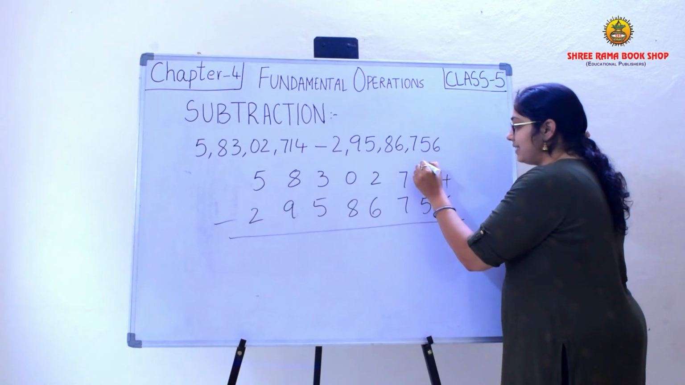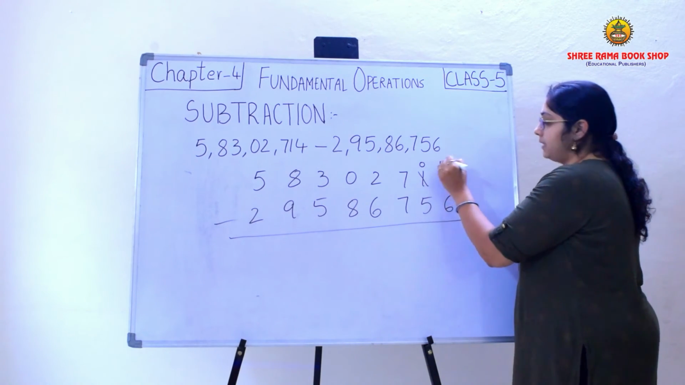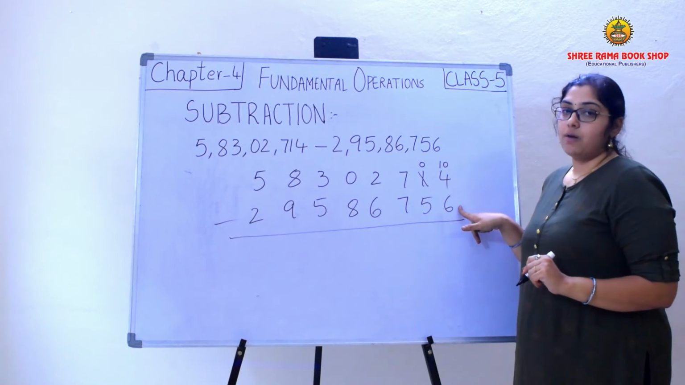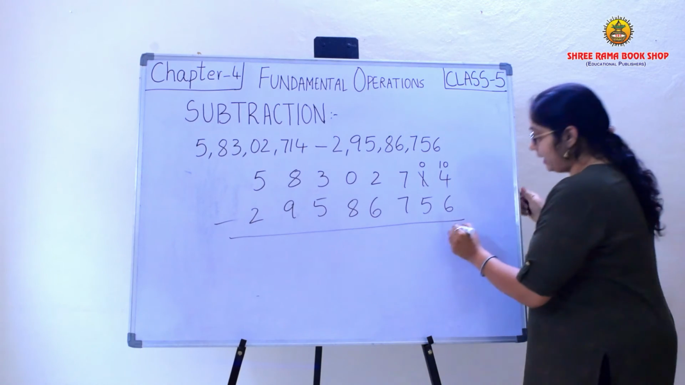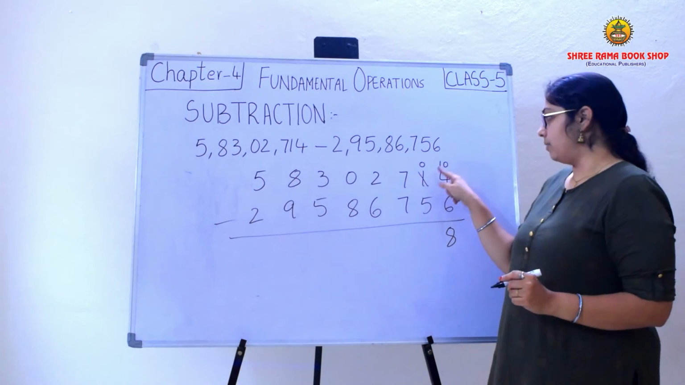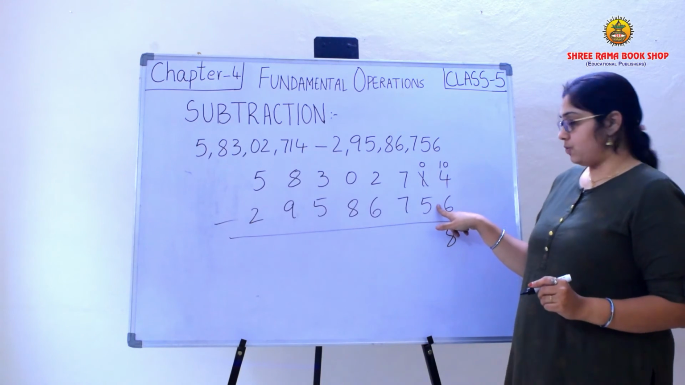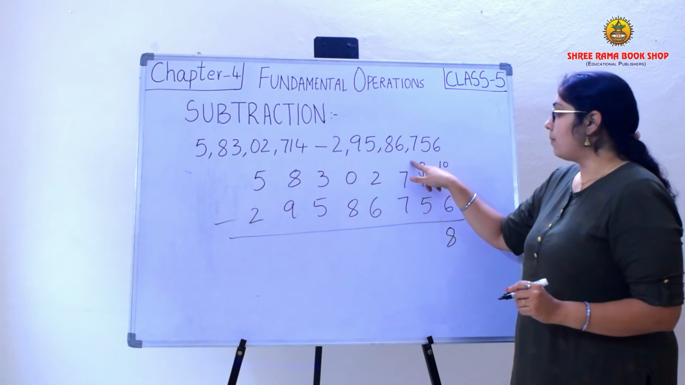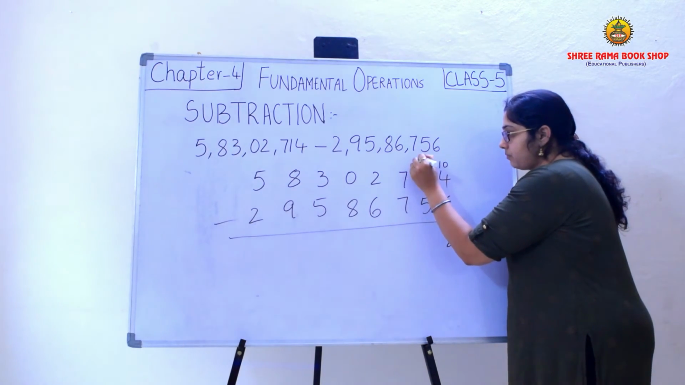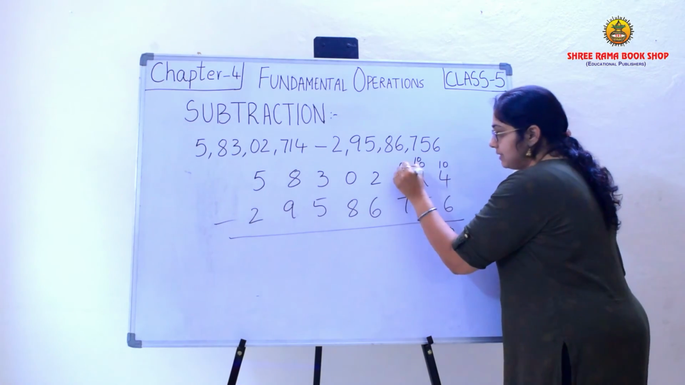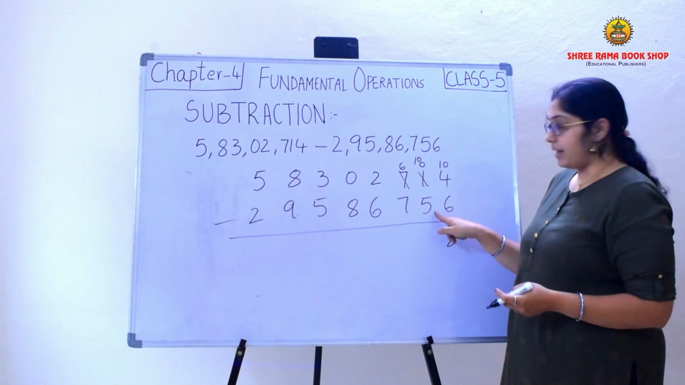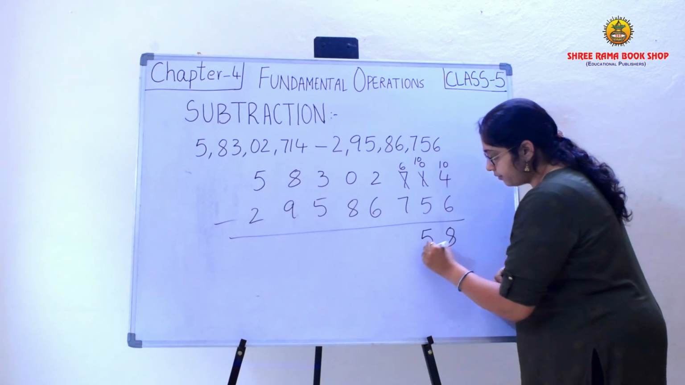So I will be borrowing 1 ten. It will become 0 over here and it will become 10. So 10 plus 4 is 14. 14 minus 6. How much is it, children? It is 8. Now I am moving to the tens column. Here I have 0 minus 5, which we can't do. So I will be borrowing 100 from the hundreds column. Then it will become 10 tens. So here it will become 6. So 10 plus 0, 10. 10 minus 5 is 5.